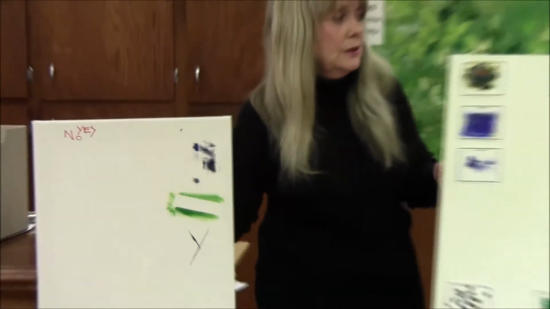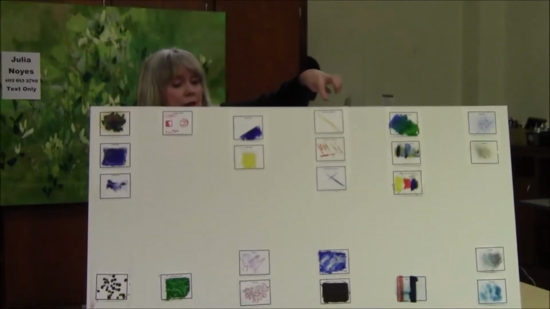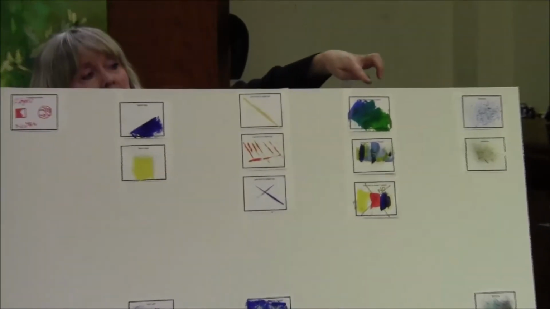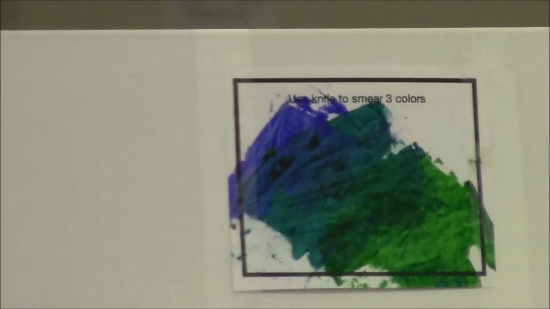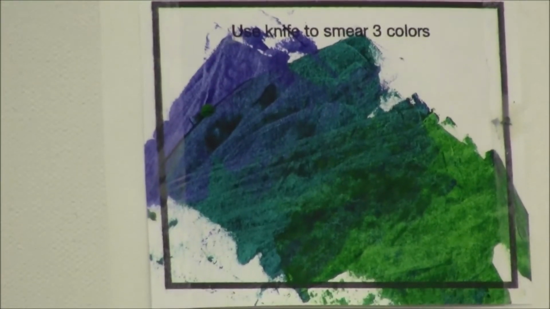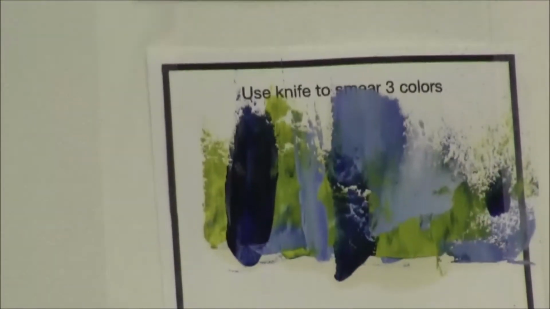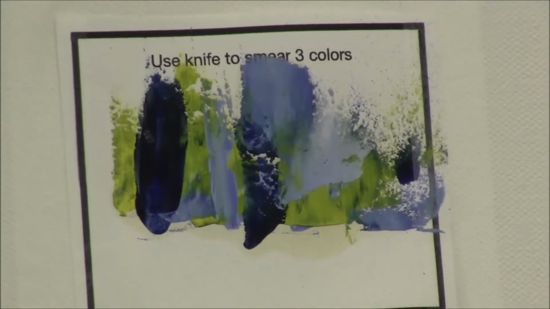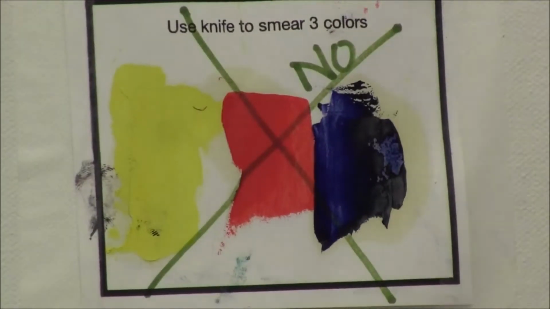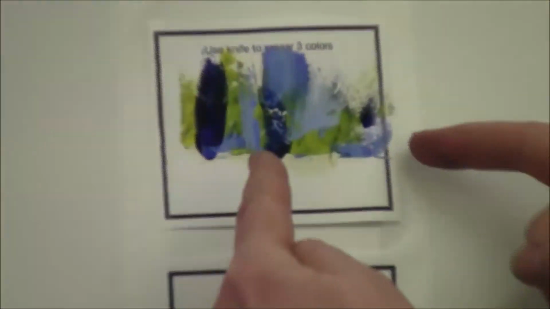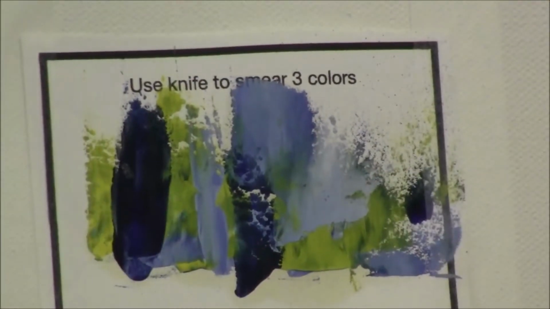Okay, so for our next technique, we're moving right down here, and let's see, right there. And this is using a knife to smear 3 colors. And on this, I want you to see this example. So these are actually good examples of smearing color. This one, these colors are all separate. There's no smearing of this. So I'm actually talking about when you're smearing these back and forth, or back and forth here. I mean, we can still see these colors, but they're actually mingling together. They are not separate.